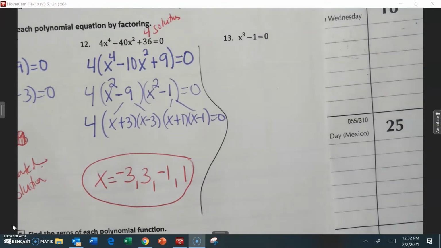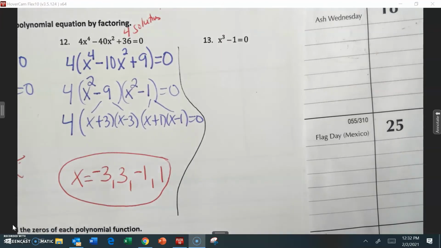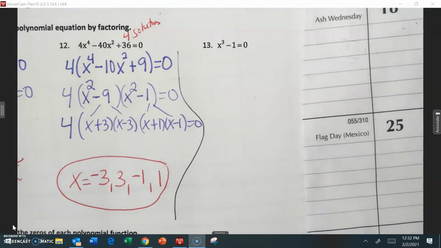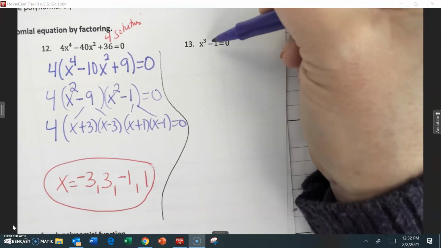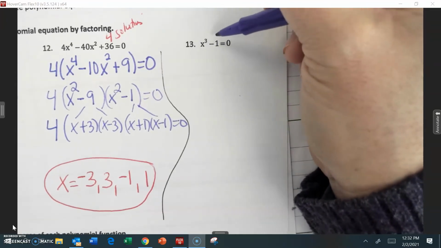So remember, we're starting all of these by factoring. And there is no GCF, so a lot of people want to give up. But remember, this is a difference. This is a difference of cubes.